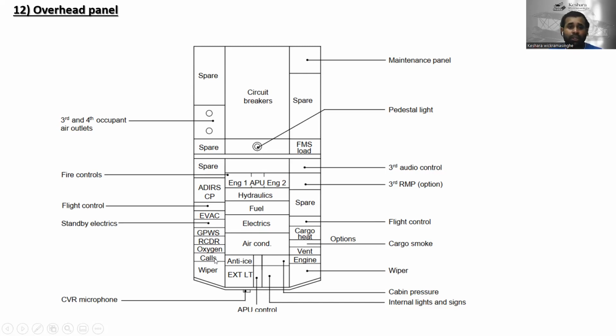Okay, CVR, oxygen, and emergency, it means evacuation, right? This is evacuation. This is the standby electrics. This is the flight control, air data inertial reference system. Okay, and this is for the engine 1, APU, engine 2 fire controls. These are the fire control units. All right. Okay, and this is for the third and fourth occupant air outlets over there.